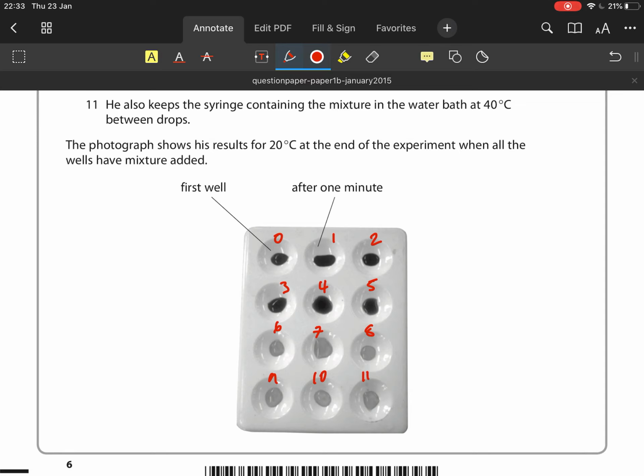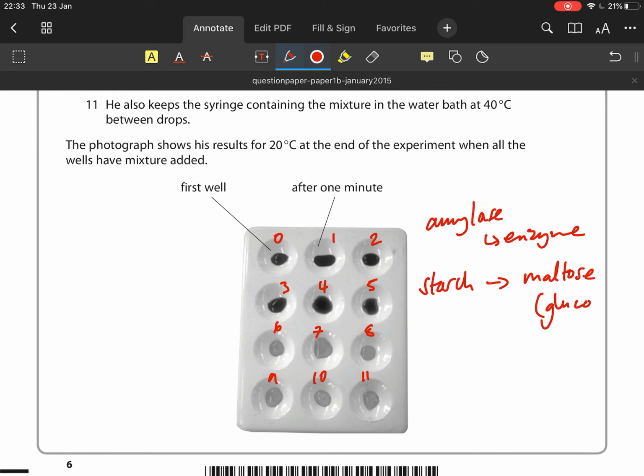Obviously, apart from just being a practical question, there is some knowledge you needed to have to answer this. Two things you need to know. First thing you need to know is that amylase is an enzyme, and amylase's job is to convert starch into maltose. Technically, we may have learned that as glucose. Technically, starch is converted into maltose, which is sort of 2 glucose molecules joined together. But what you need to essentially know is that starch is broken down by amylase.